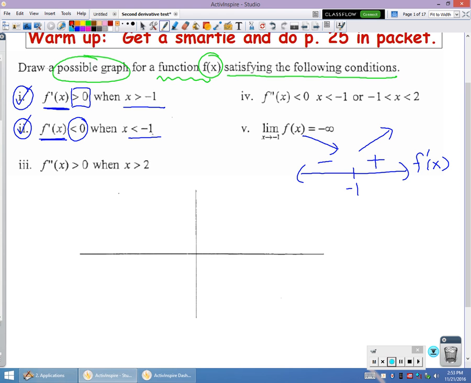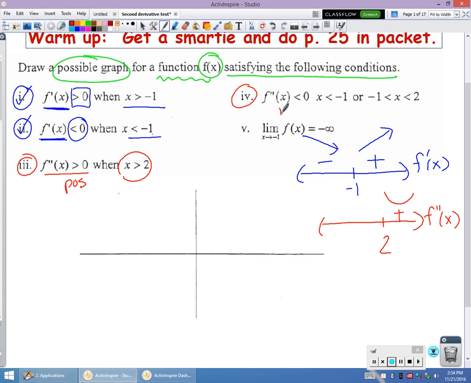The next pieces of information deal with the second derivative. So both statements 3 and 4 are information regarding the second derivative. So I'm going to take that information and transfer the given information onto a second derivative number line. The second derivative is positive when x is greater than 2. So I'm going to put the number 2 on my second derivative number line, and that tells me that the original function in that region is concave up.